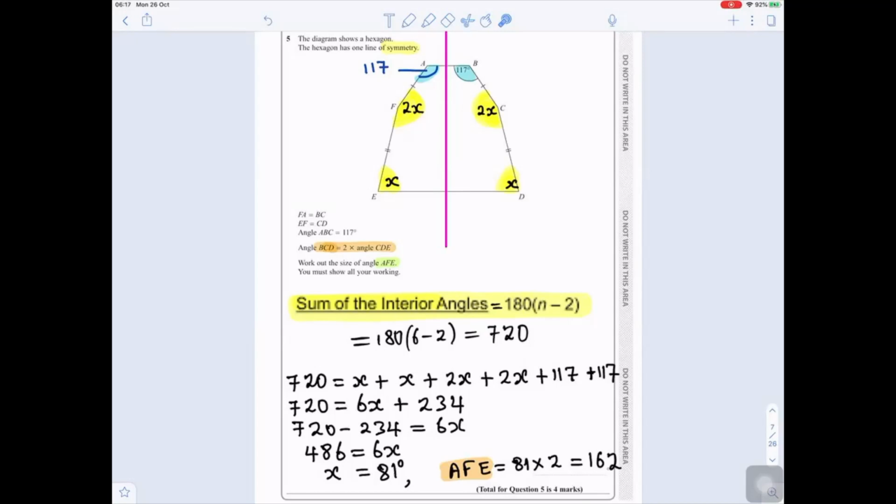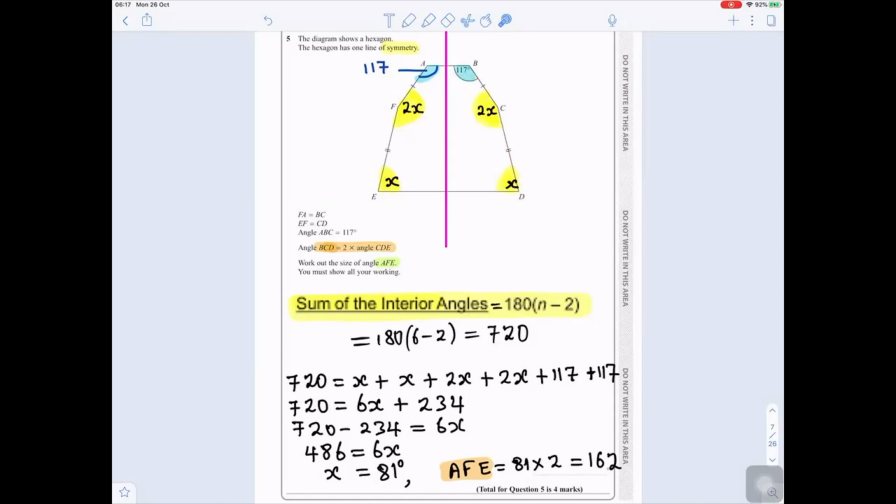Now, how to start this type of question? You need to know this formula. The sum of the interior angles for a polygon is 180 times (n minus 2). N represents the number of sides. So it's a hexagon, there are 6 sides. So 180 times (6 minus 2) gives you 720. So the total angle in that hexagon is 720.